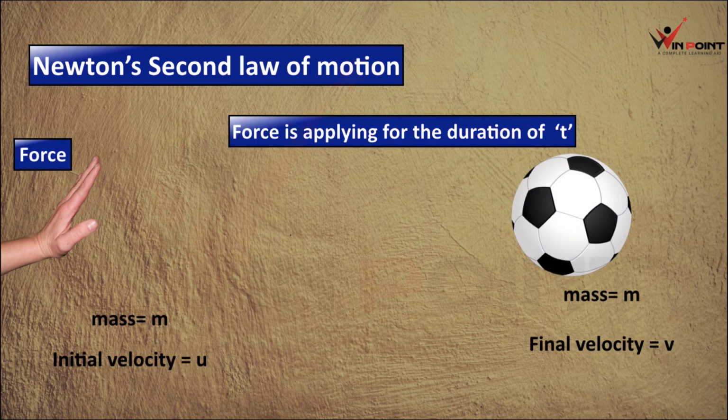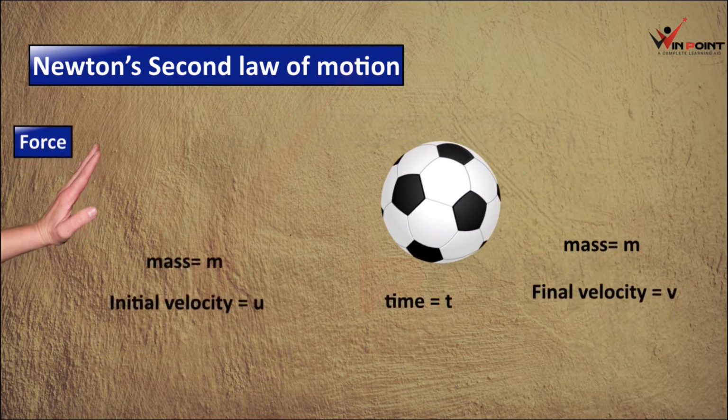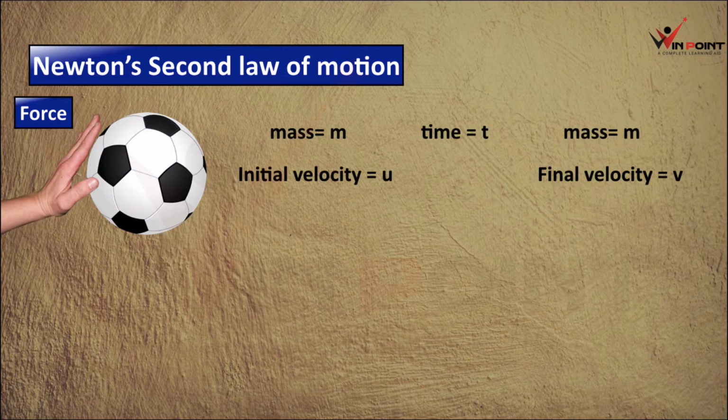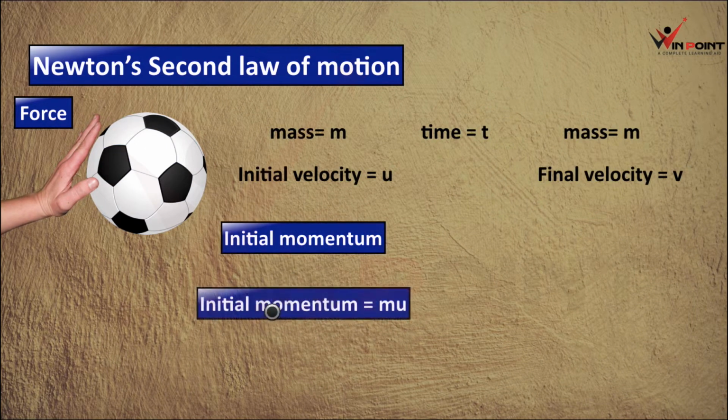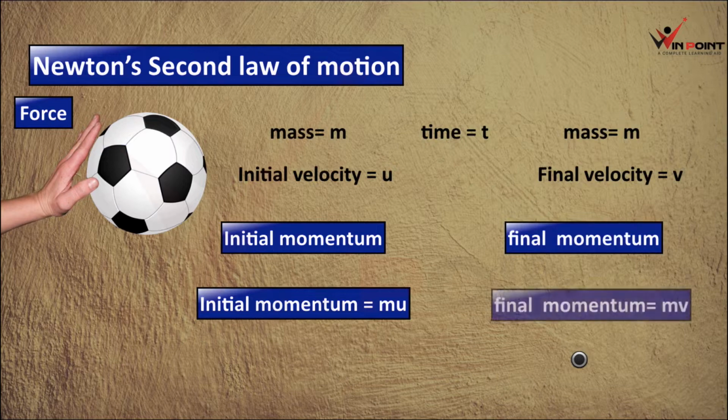Force is applied for a duration of t. The time duration of the application of force is t. Now we can find the initial momentum and final momentum. The mass is m, initial velocity is u, the final velocity is v. What is the equation for momentum? Initial momentum is m into u, mass into initial velocity. And final momentum is m into v, mass into final velocity.